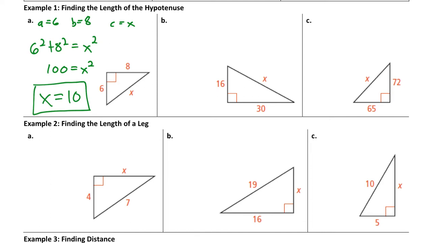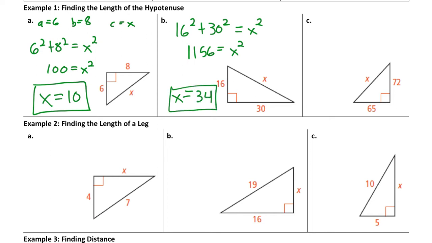That's it. For part B, a squared plus b squared equals c squared. 16 and 30, again, doesn't matter if it's 16 squared plus 30 squared, or 30 squared plus 16 squared. And this one I'm going to have to take a second to use my calculator for because I don't remember what this one was. 16 squared plus 30 squared is 1156 equals x squared. To solve this for x, I have to take the square root of 1156, and that is 34. Okay, 34.